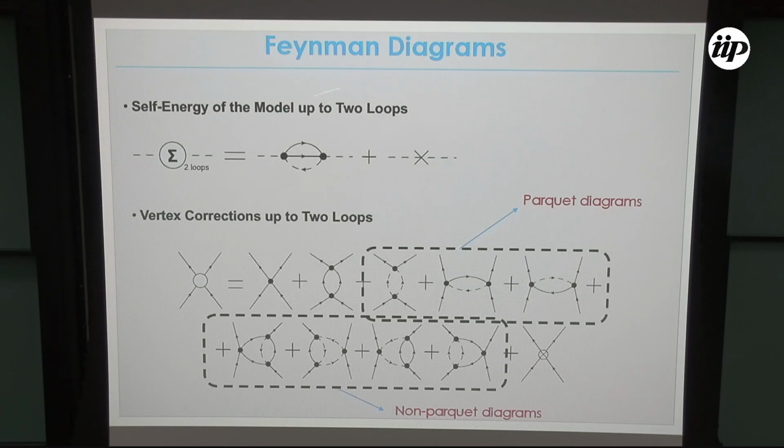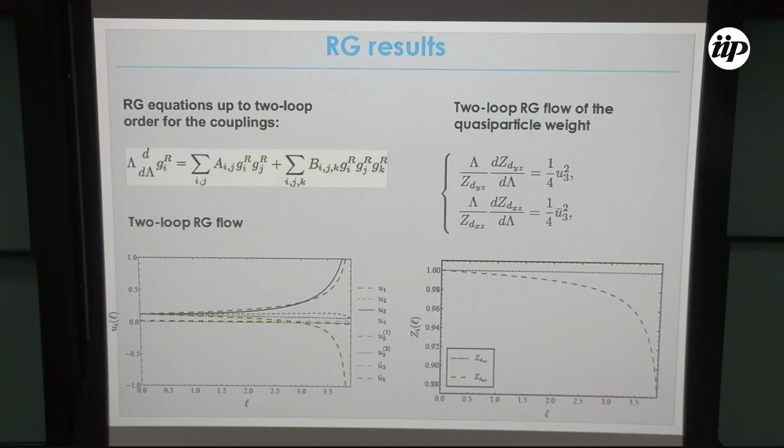And we can follow the same approach, so we calculate self-energy and vertex corrections up to two loops. I won't go into detail about that. From that, we are able to obtain the RG flow equations for the couplings, which are given schematically here. We solve numerically all these coupled equations, and we get this flow of the couplings as we move towards the low energy limit. Here I just show you some couplings.